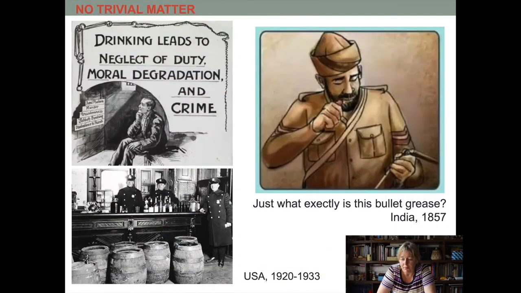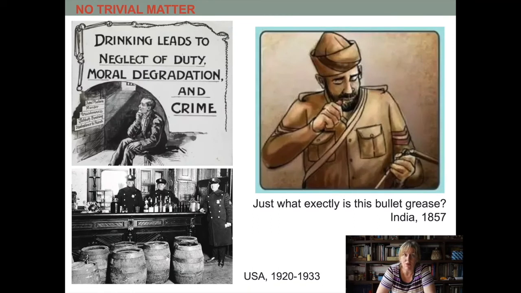Then we have some historical problems, sometimes quite serious problems, relating to food consumption, food and drink. So first of all, we have this image of an Indian soldier biting the end of the bullet, and the question is just what exactly is this bullet grease, and it refers to the Indian mutiny or the Indian revolution against the British colonists in 1857, so at the height of British colonization, when India was called the jewel in the crown, the Raj or whatever, the army mostly consisted of native soldiers and English officers.